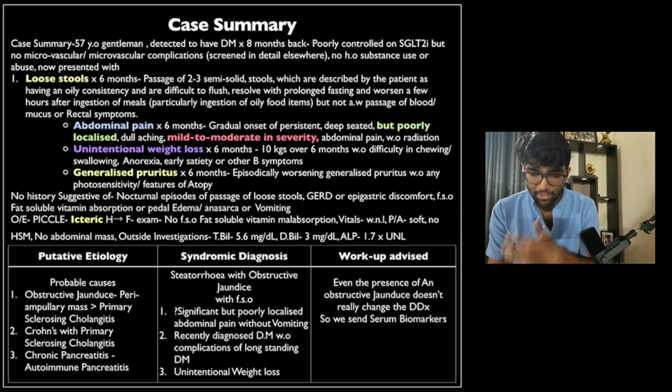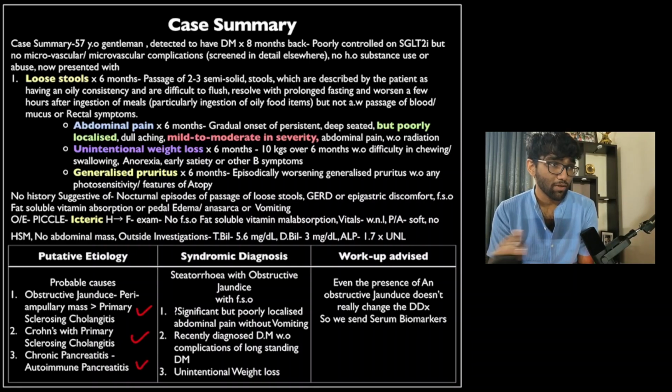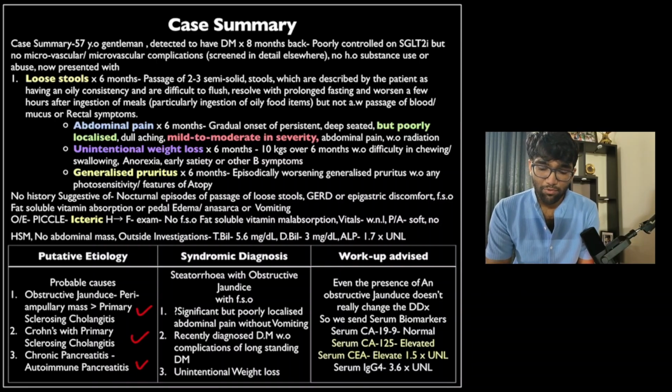Now, even in the presence of an obstructive jaundice, this really doesn't change our differential diagnosis. It doesn't favor one or the other because all three pathologies here can cause obstructive jaundice by one mechanism or other. So we send serum biomarkers because, again, just epidemiologically speaking, malignancies are much more common than IgG4 related disease and autoimmune pancreatitis, and even Crohn's in a patient of this sort. So we get the reports back.